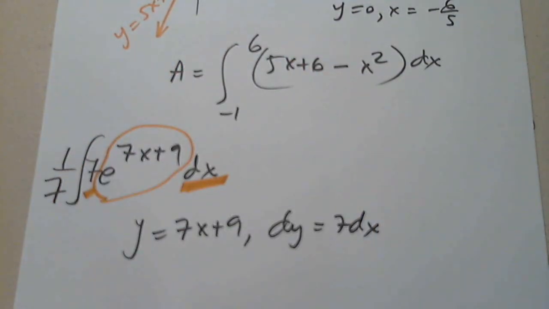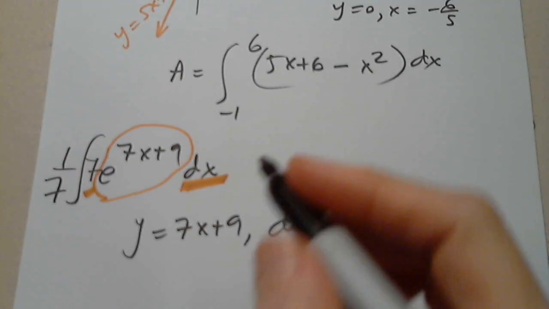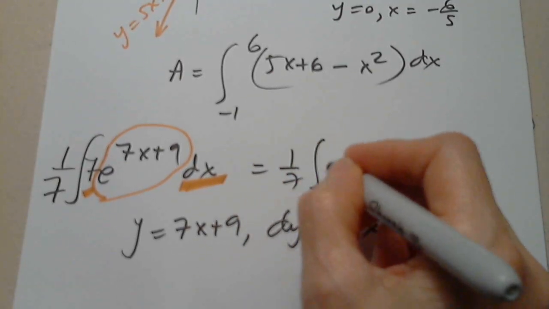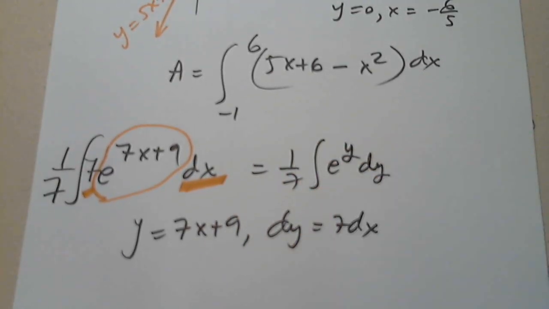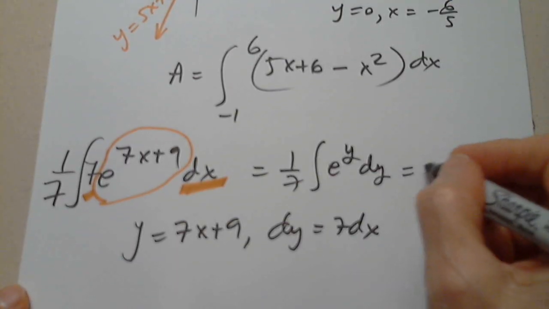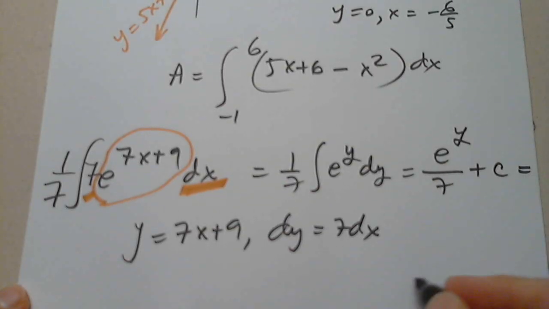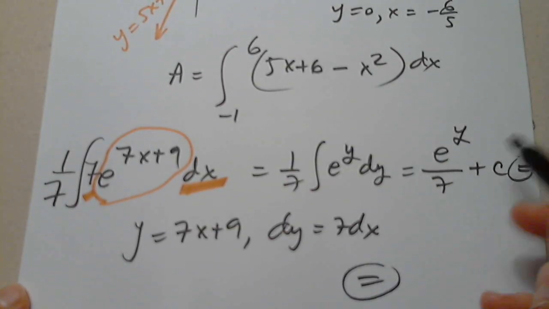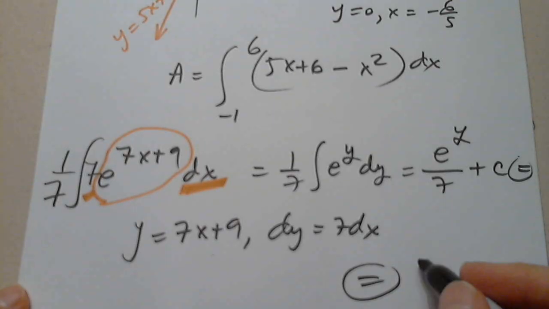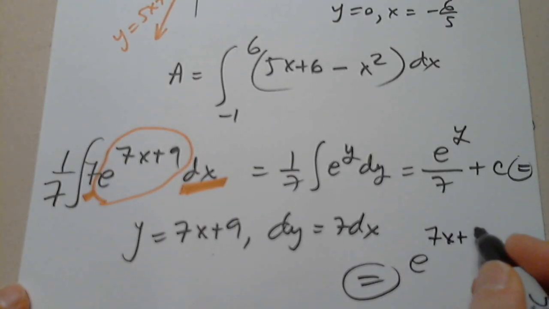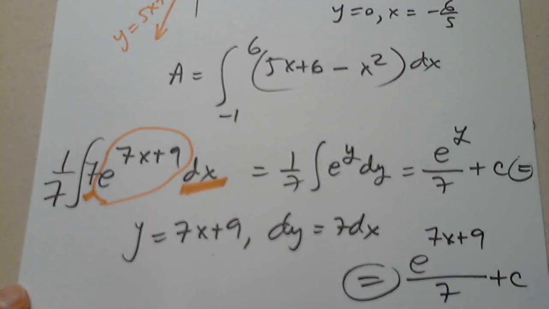Now it will be e to y. So then we have 1/7 e to y dy, which is e to y over 7 plus a constant c. But yes, I have to go back to the substitution. So it's e to 7x plus 9 over 7 plus a constant c.